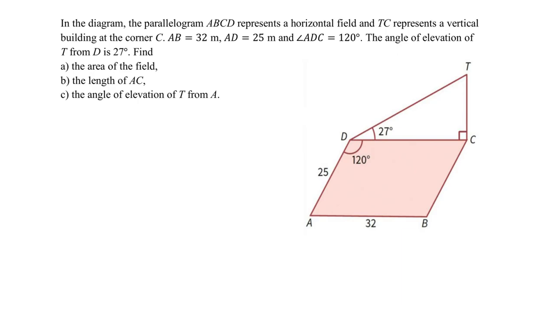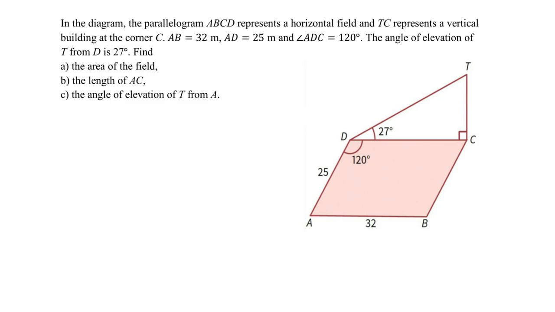Hello everyone, welcome to this problem where we are given a diagram that has a horizontal field ABCD, a parallelogram. TC is a vertical building at corner C, and some of the lengths are given. Part A, find the area of the field. So for part A, right?